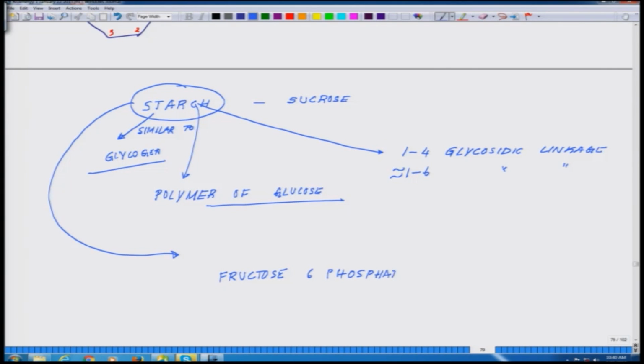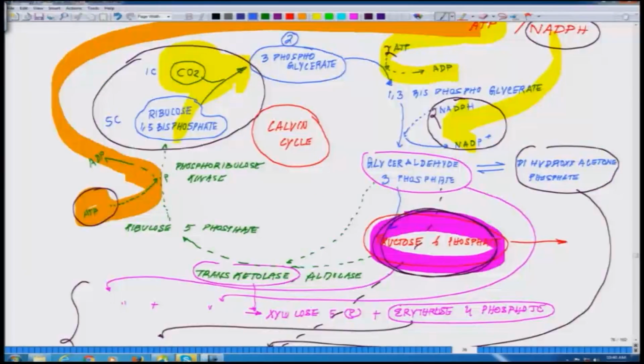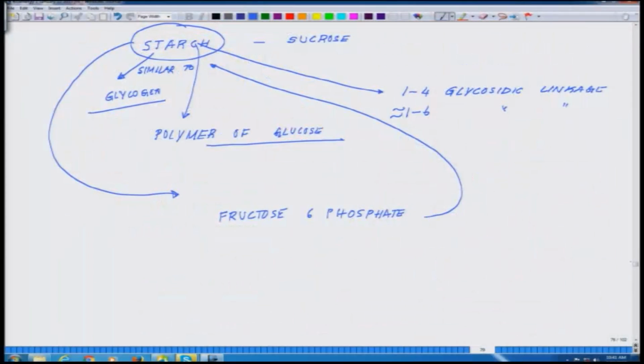to starch. Calvin cycle, fructose 6-phosphate, look at this molecule. So this is converted into starch and sucrose. This starch is stored in the chloroplast.